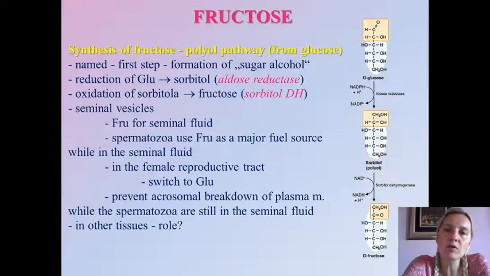Why is this so important for seminal vesicles? Because it actually prevents acrosomal breakdown of plasma membranes while spermatozoa are still in the seminal fluid. Synthesis of fructose from glucose occurs in other tissues as well, but there is still a question about the exact function of fructose in these tissues.